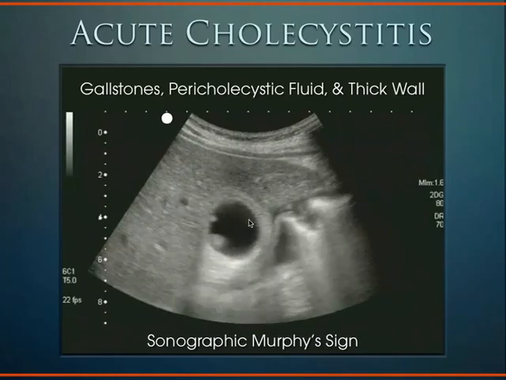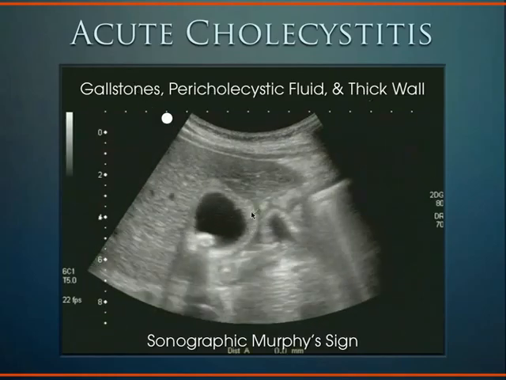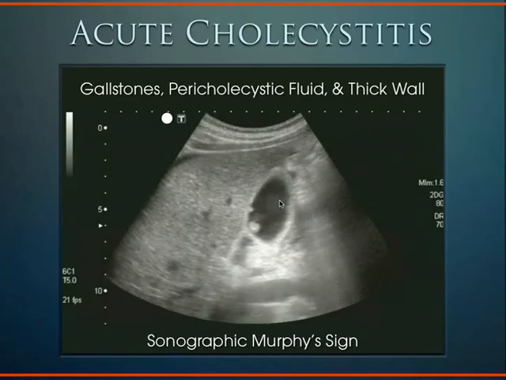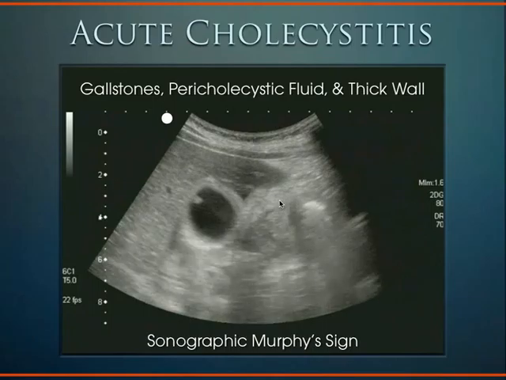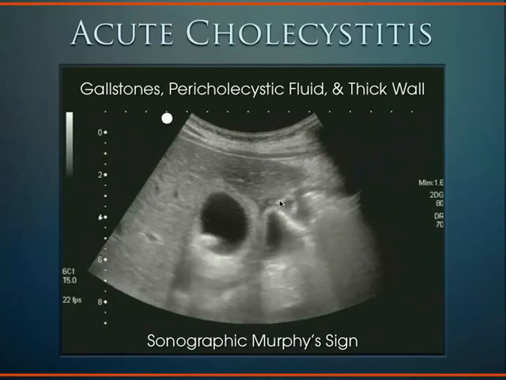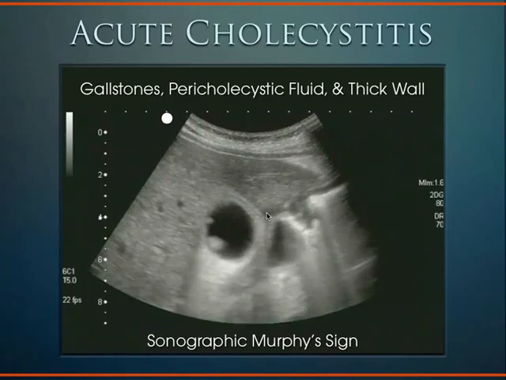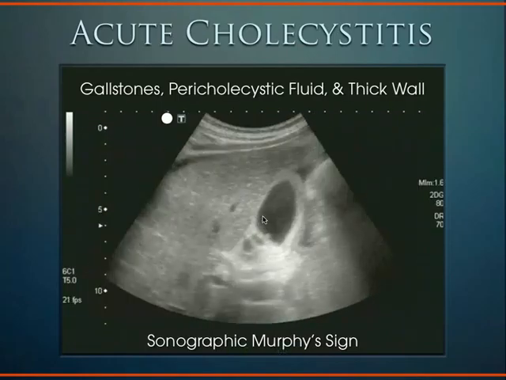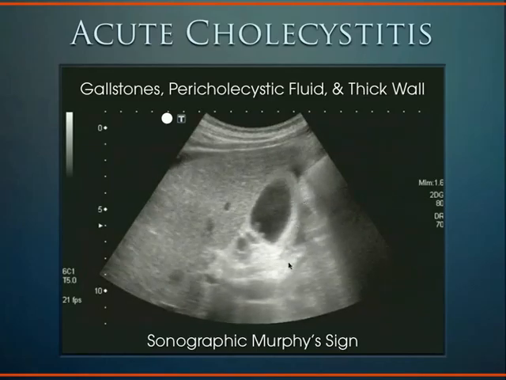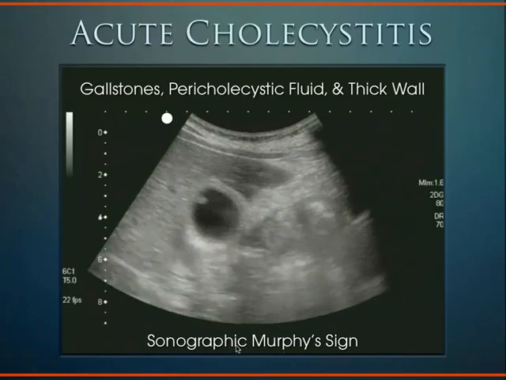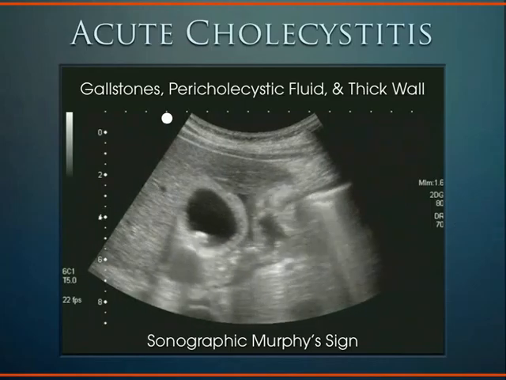And all of these findings together: gallstones, pericholecystic fluid, thick wall, and as you lean in on the patient's gallbladder with the probe, in other words, as you push the probe into the patient right over their gallbladder, and the patient actually says to you, "Yep, right there, doc, that's the exact pain that brought me into your clinic, to your ER, what have you." That is what's called a positive sonographic Murphy sign. It's very specific for having cholecystitis.